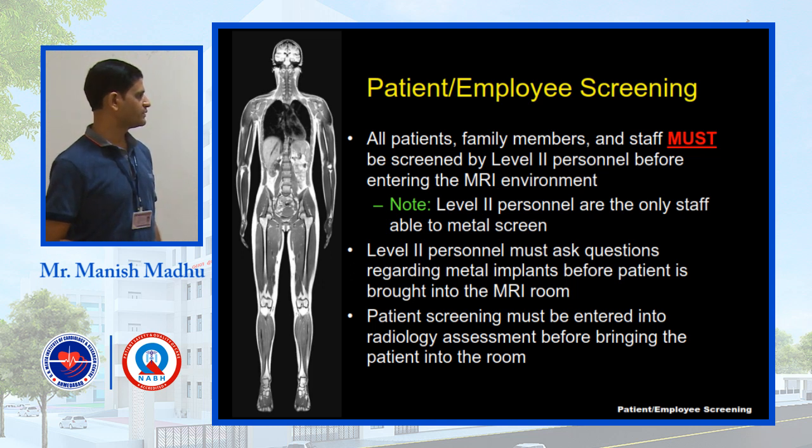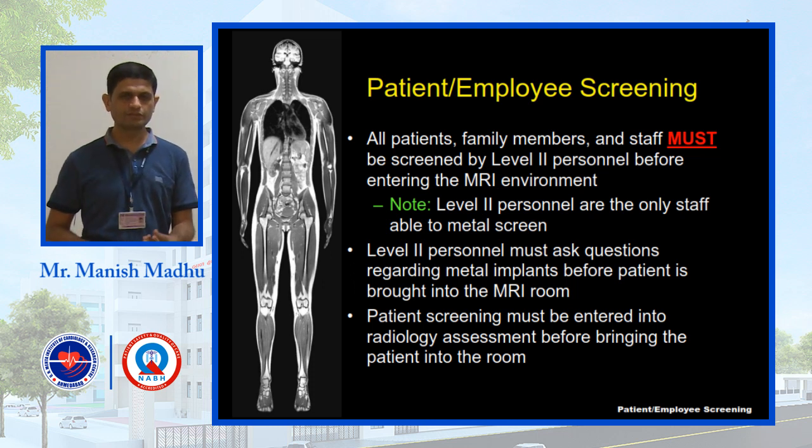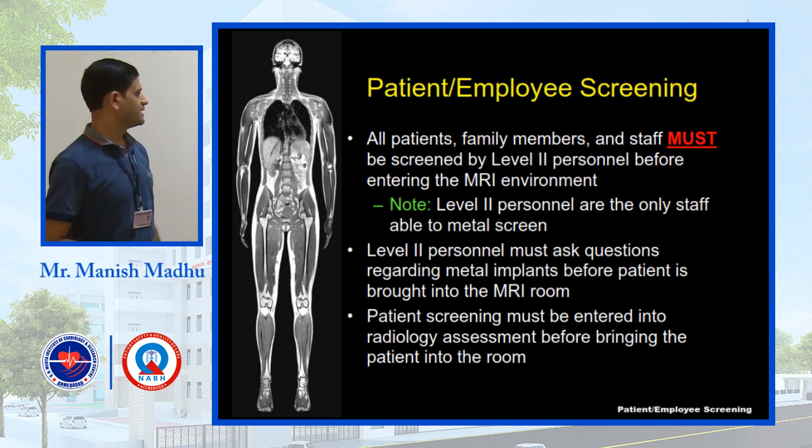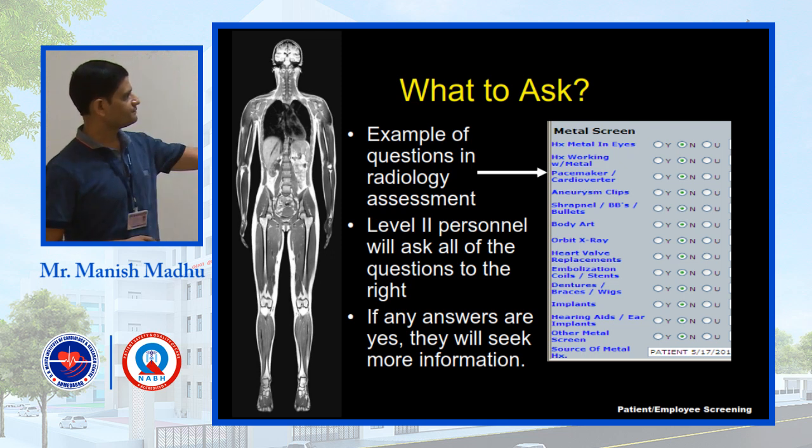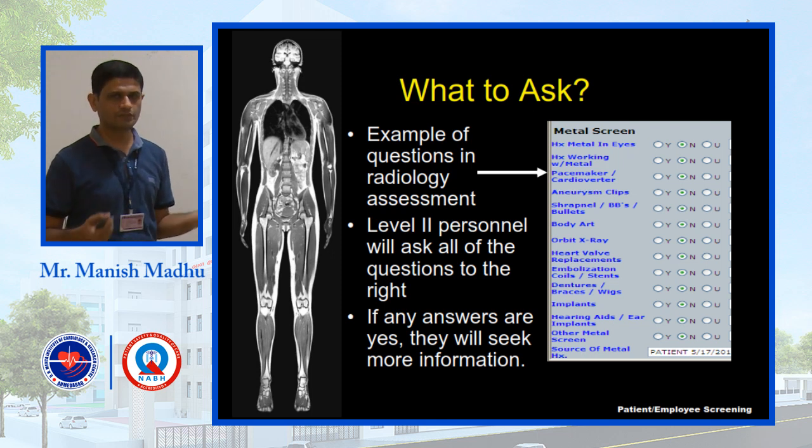Level 2 personnel must ask questions regarding metal implants before the patient is brought into the room. Patient screening must be entered into the radiology assessment before bringing the patient to the room. What to ask? Here we have made a list of metal screening: metal in eyes, working with metal, pacemaker. All of the list is mentioned here, and we have to mark yes or no. If unmarked, that means you are unknown about the metals.